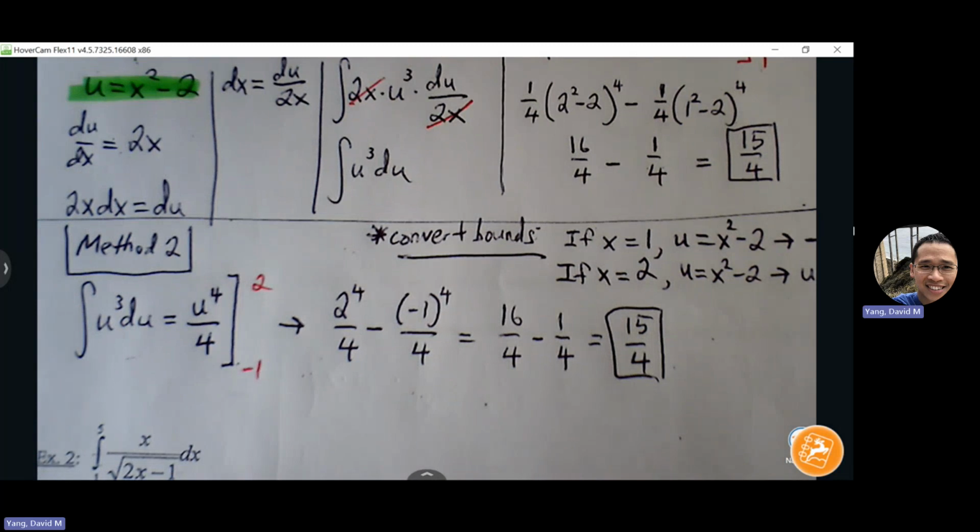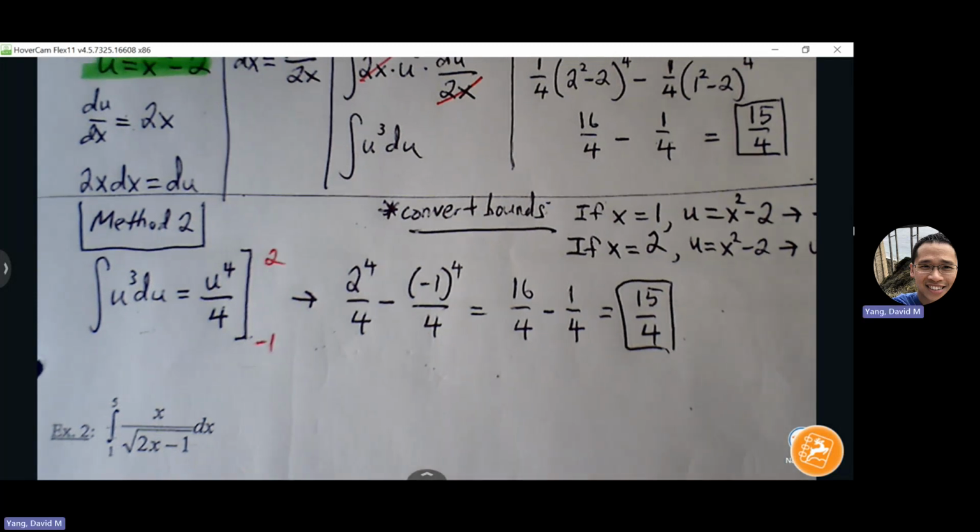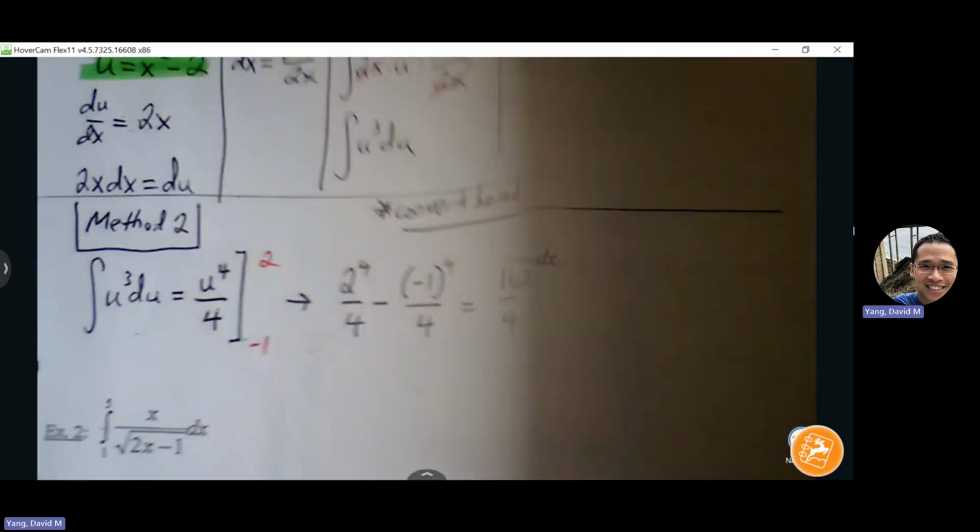Okay, I'm going to skip example 2. This is change of variable with definite integrals. That's a little bit more than I feel like we need to do. So let me go to the last topic I need to go over with you, and that is with even and odd functions.